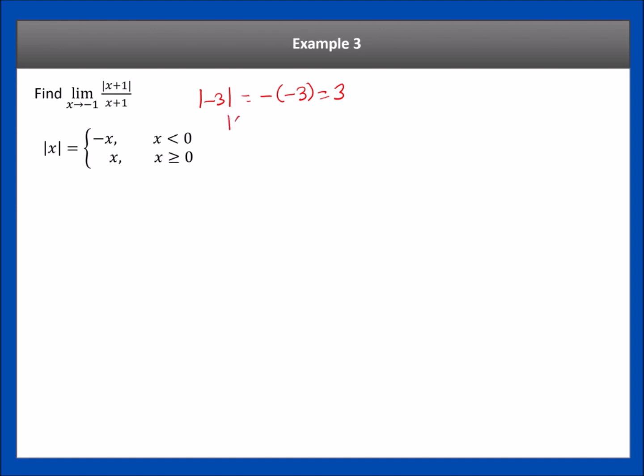However, if we had the absolute value of 3, well, that's greater than 0, so that's just equal to 3. So this is the -x portion, and then this is the x portion of the piecewise function. All right, so that's how that works. Now, if I generalize that to any piecewise function that looks like this, where it's x minus c, then it's just the opposite of the quantity x minus c when x is less than c, and it's equal to x minus c when x is greater than or equal to c.